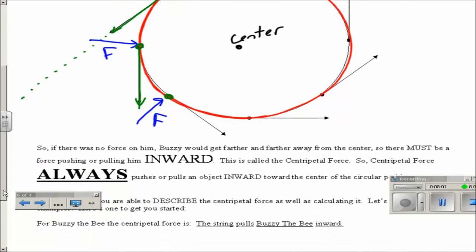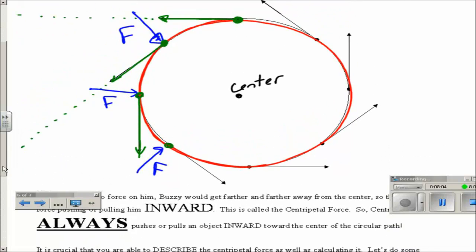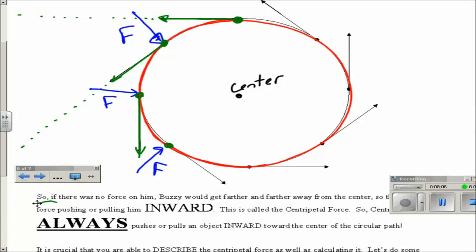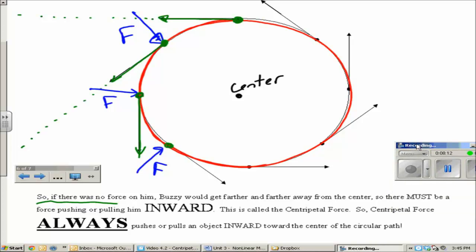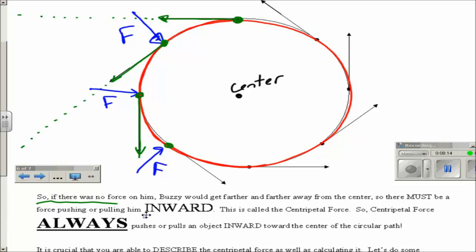Down here, it basically explains that. Down at the bottom of the screen, it says, if there's no force on him, Buzzy would get farther and farther away from the center of the circle. So there must be a force pushing or pulling him inward. Inward, that word is super, super important. The name of that force is the centripetal force. That's what that 11.6 newtons was. It was the inward force that prevented him from flying outwards. The centripetal force always pushes or pulls the object inward toward the center of the circular path. All right? But we still haven't identified what it is.